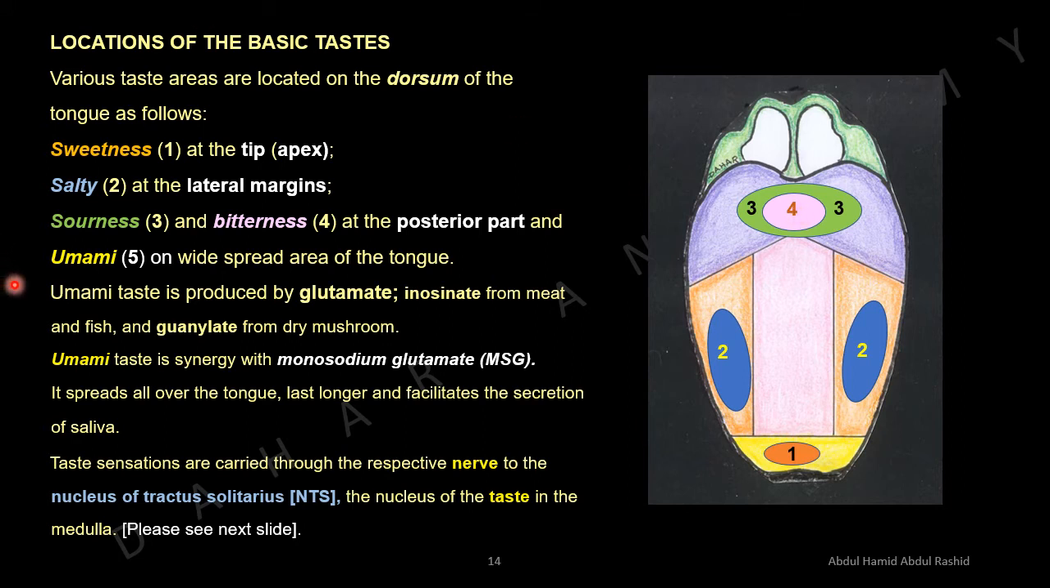Umami taste is produced by glutamate, inosinate from meat and fish, and guanylate from dry mushroom. Umami taste has synergy with monosodium glutamate (MSG). It spreads all over the tongue, lasts longer, and facilitates the secretion of saliva. Taste sensations are carried through the respective nerves to the nucleus of tractus solitarius (NTS), that is the nucleus of the taste in the medulla. Please see the next slide.